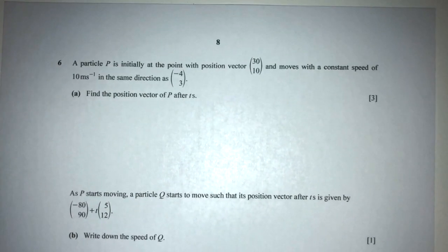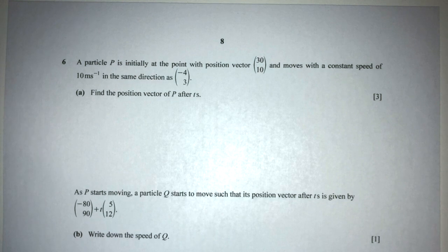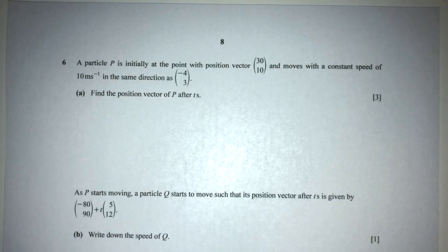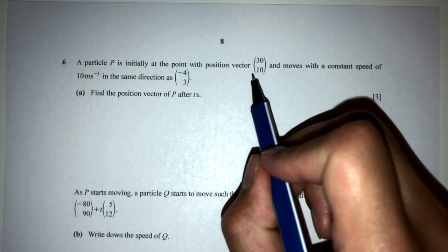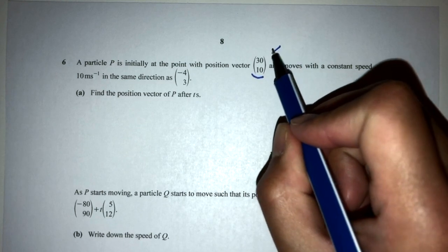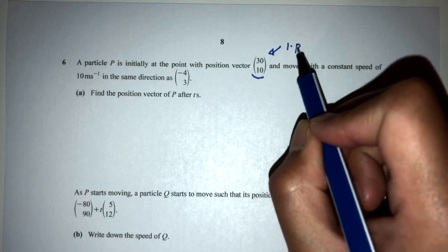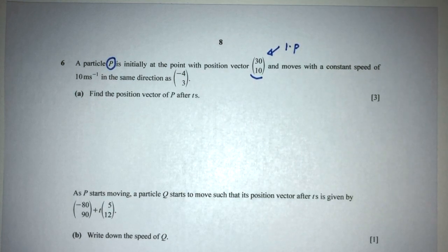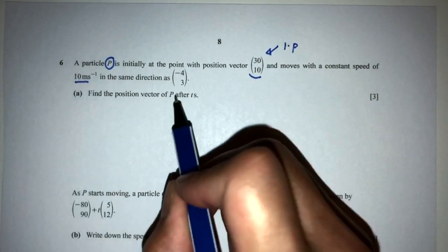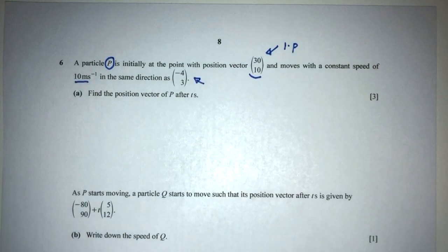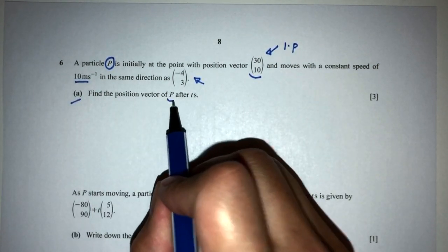Now let's move on to question number 6. A particle is initially at the point with a position vector of 30, 10. That is the initial position of the particle P, and it moves with a constant speed of 10 meters per second in this direction. Okay, so part 1, we have to find the position vector of P after t seconds.